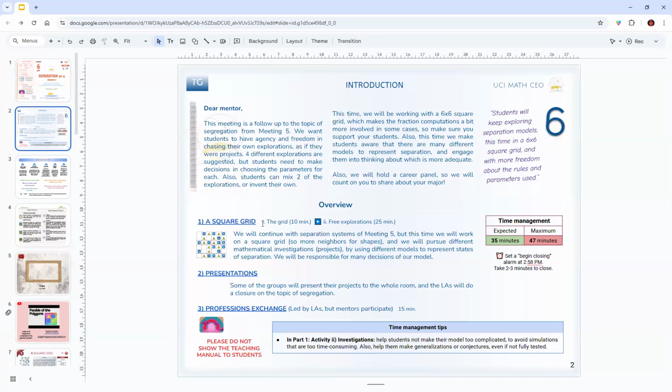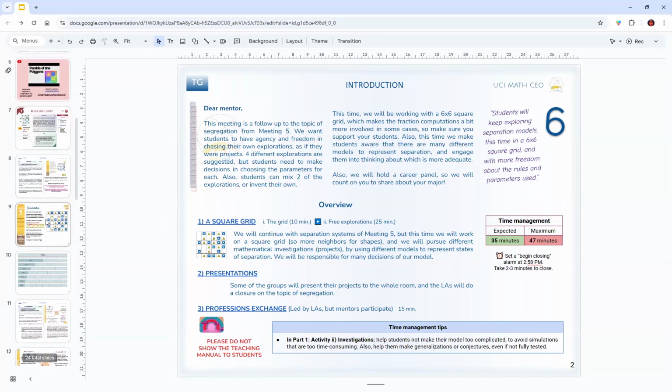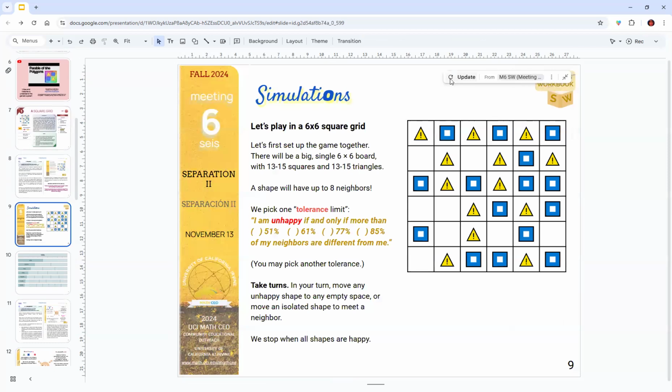So for a square grid, we'll do the following 2 things. First, we'll talk about the grid itself, and then we'll do free explorations. So let's see how this looks. This is the main part of the meeting, of course. In square grid, we start with a presentation very similar to the one last week, but now it's a big square grid. We have 36 spaces, right? And we'll put roughly an even number of squares and triangles.